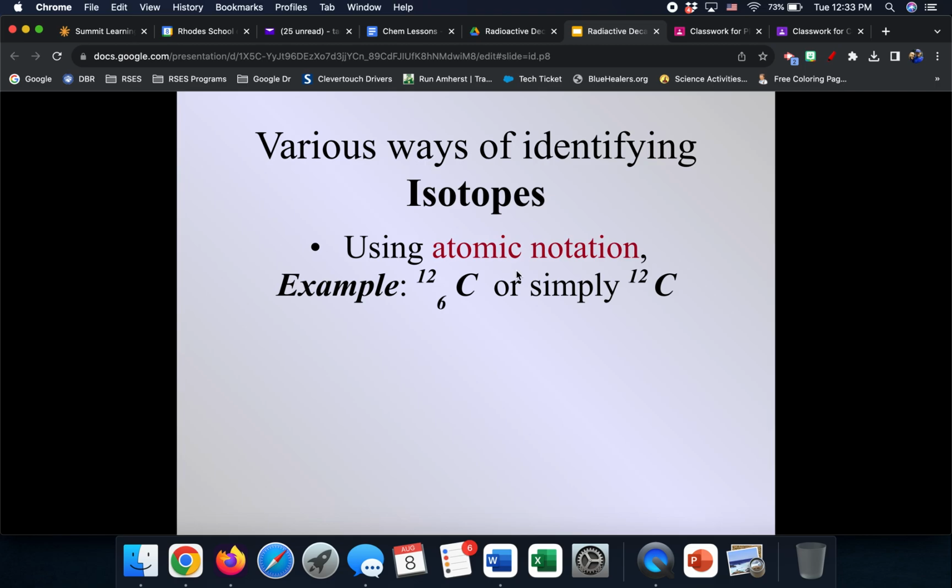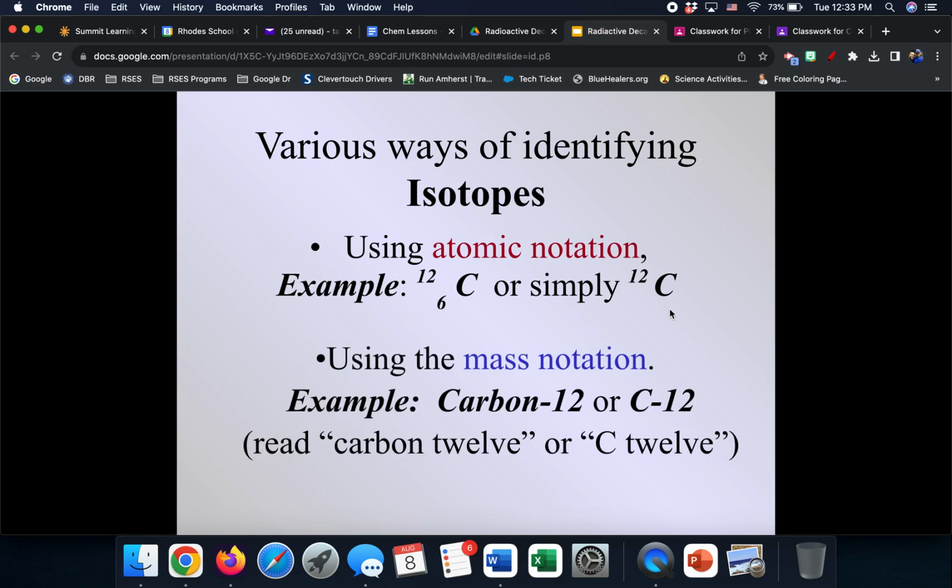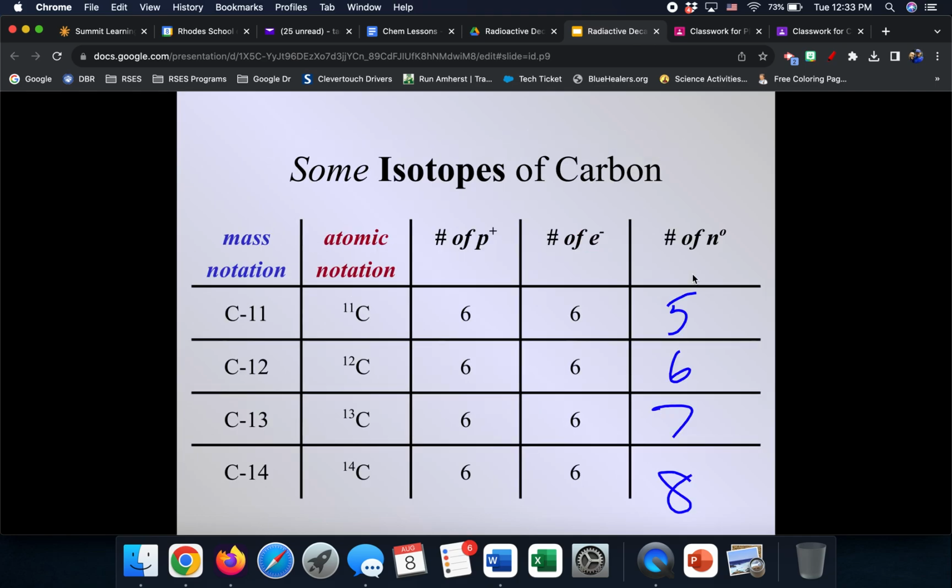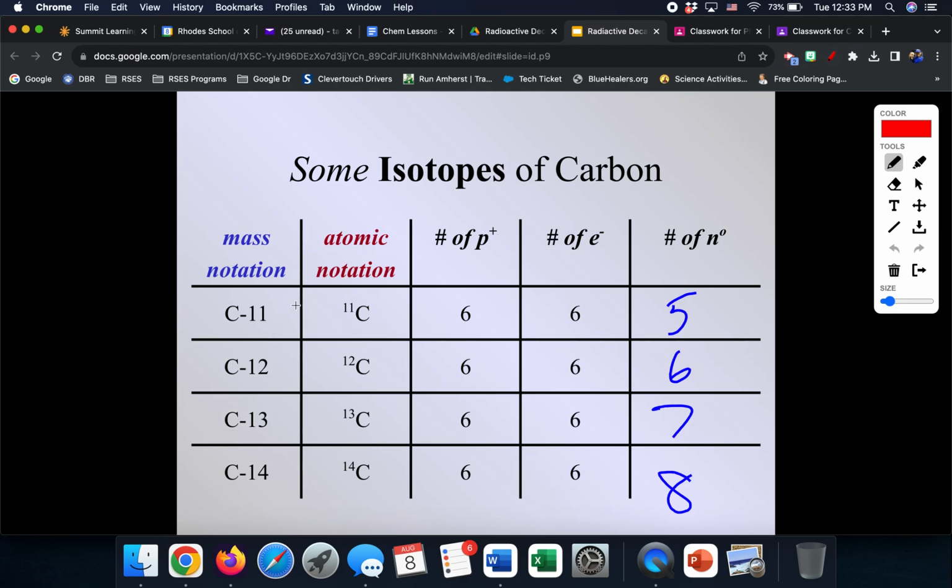So isotopes can be named or identified by the notation we talked about, or we could just say that top number, carbon 12. It's a little easier, and we really don't have to say the bottom number, because we can look that up. The number never changes. So here we see different isotopes. Carbon 11, 12, 13, 14, 15 always have the same number of protons and electrons, so we just subtract 11 minus 6, mass minus protons, to find the number of neutrons.